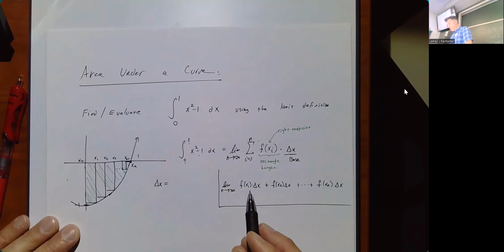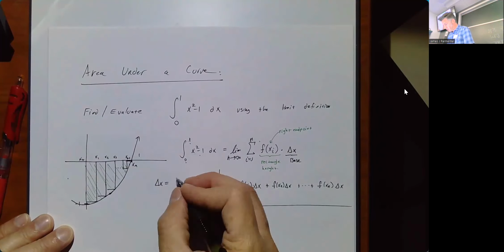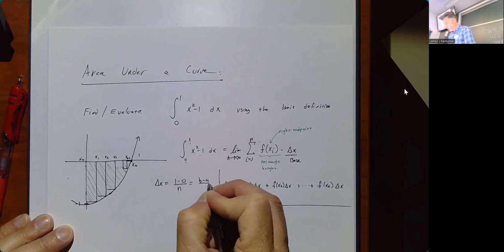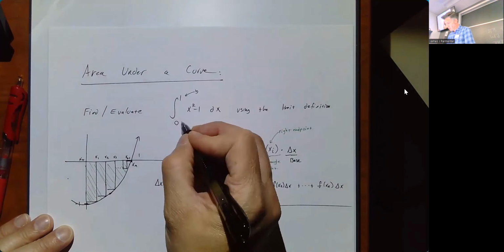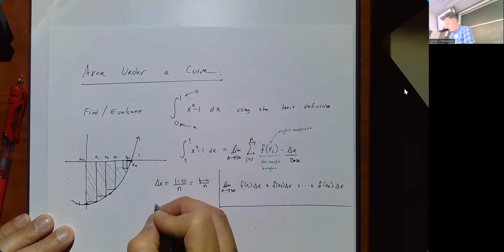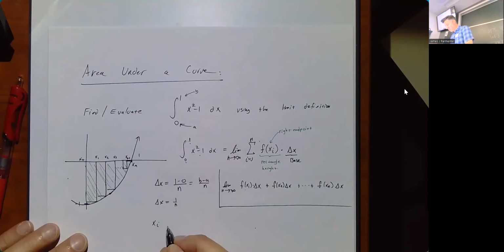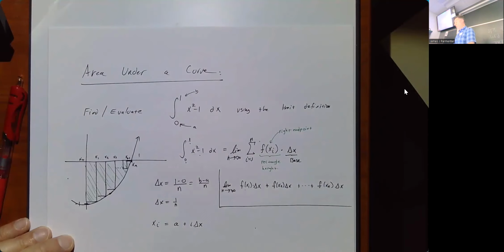Okay, so our delta x is just the entire length, 1 minus 0, divided by the number of subintervals. More generally, that's your b minus a over n. That's your b value, that's your a value. So that's just going to be a delta x of 1 over n. Your x sub I. There's a very nice way of knowing what x sub I is. It's going to be your a value plus I times delta x. In this example, our a value is 0. And delta x we just found to be 1 over n. And instead of writing this as I times 1 over n, I would just write it as I over n. So our x sub I is just I over n.